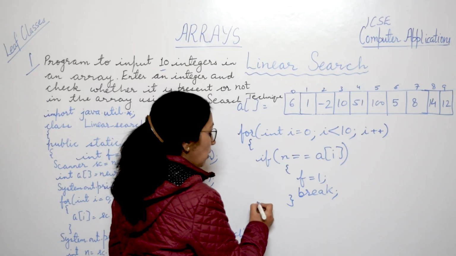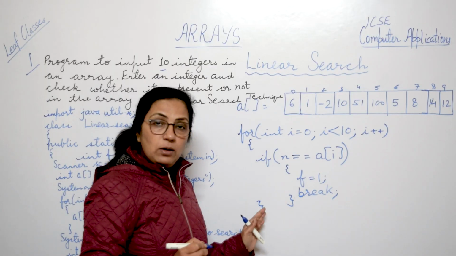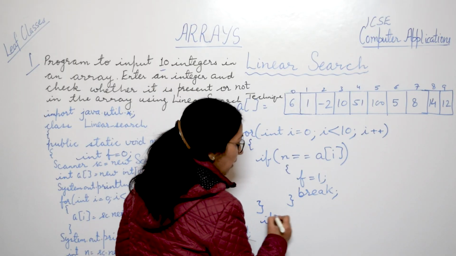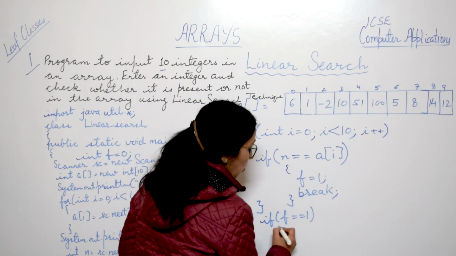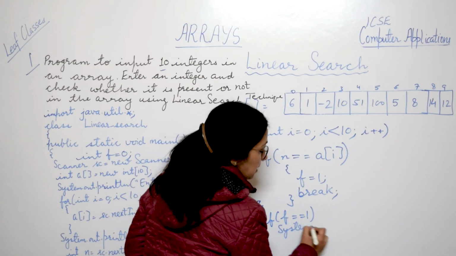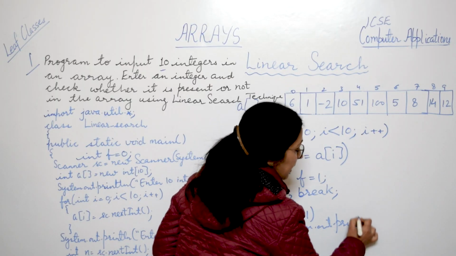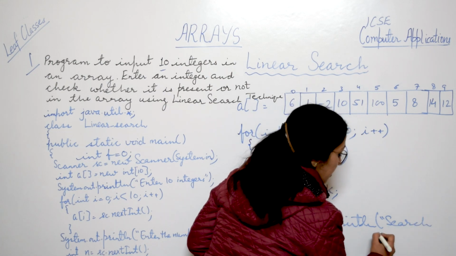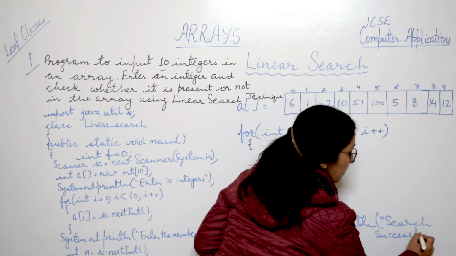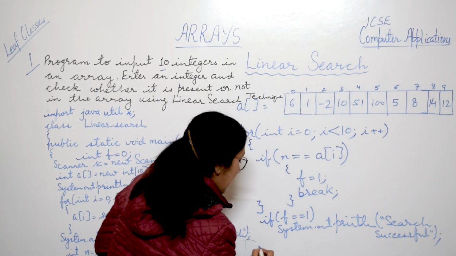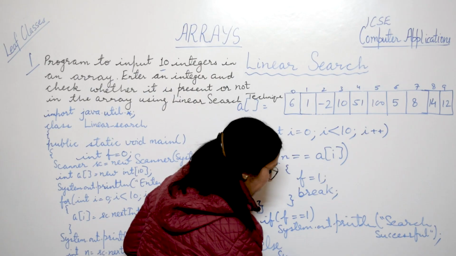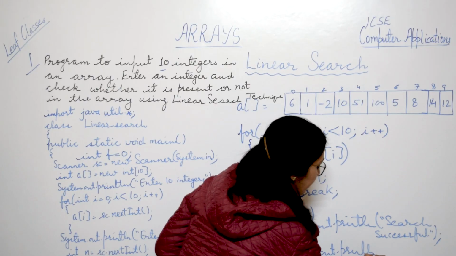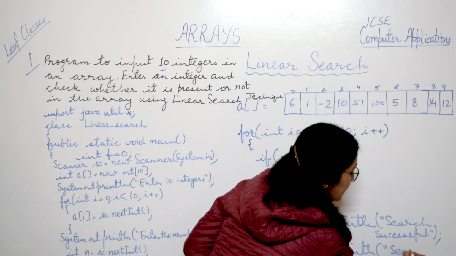We will come out of the loop, and after completion of the loop, after the closing braces of the loop, we will check if the value of f equals 1, you print System.out.println search successful, else print System.out.println search unsuccessful.